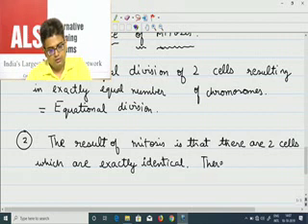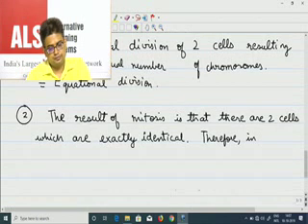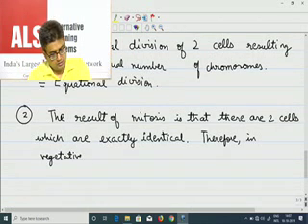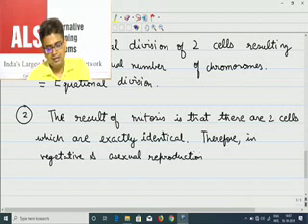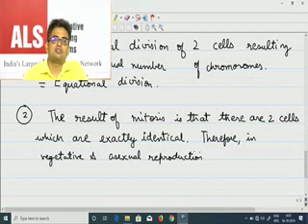Therefore, in vegetative and asexual reproduction, no, it's not a new chapter, it's a part of cell division. I'm just telling you that asexual reproduction and vegetative propagation happen because of mitosis.